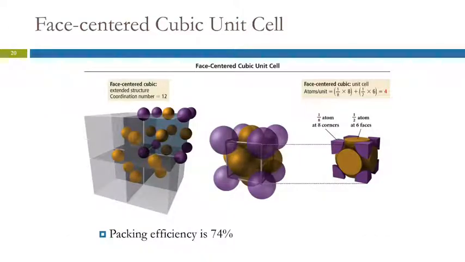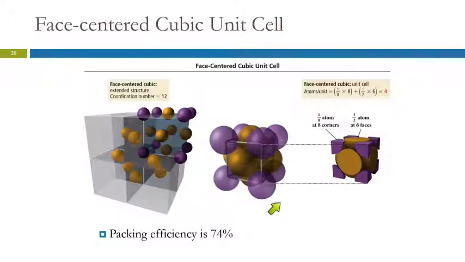We can look at similar views of this one. So this is the picture we just looked at. And we can see how many atoms are in this cell. So there's half of an atom here, half there, etc. So we have half of an atom at 6 faces, so that's a total of 3 atoms. And then we have at the 8 corners an eighth of an atom each, and so that's a total of 1 atom, the equivalent of 4 atoms in this.